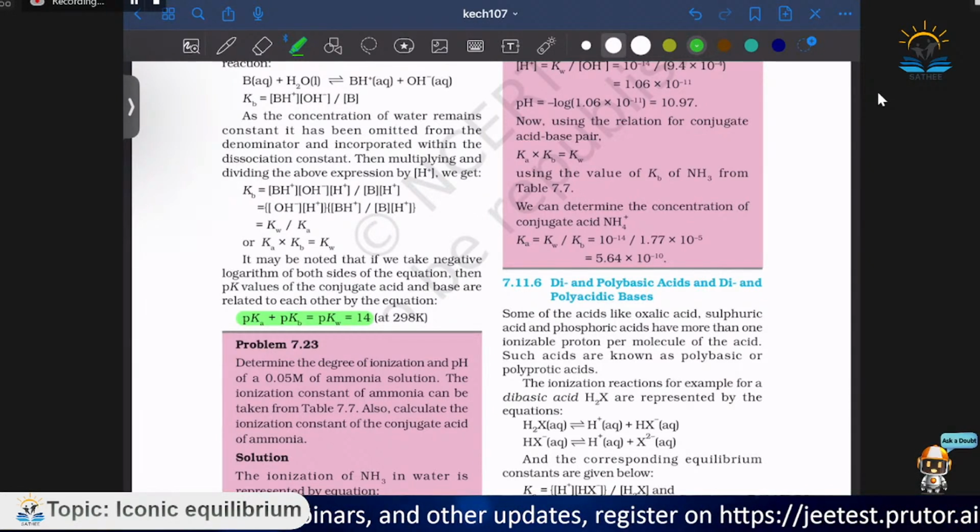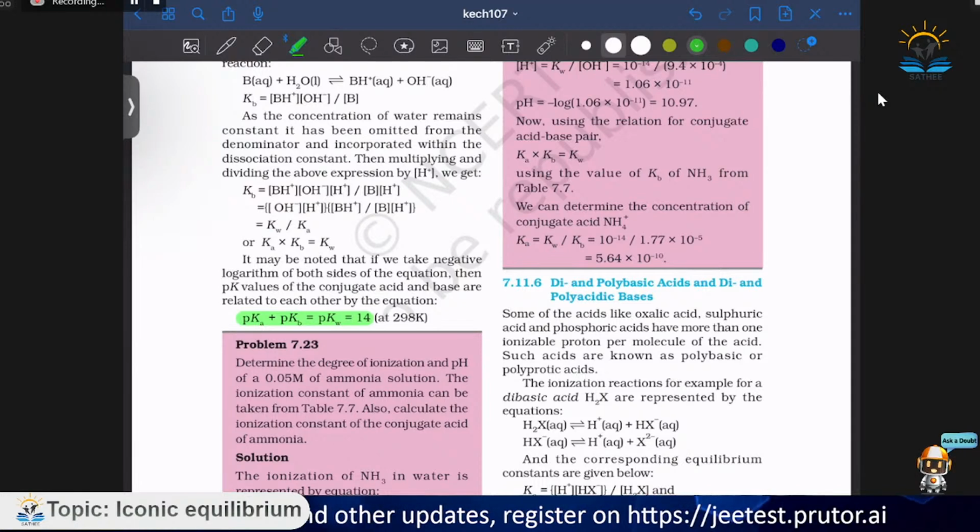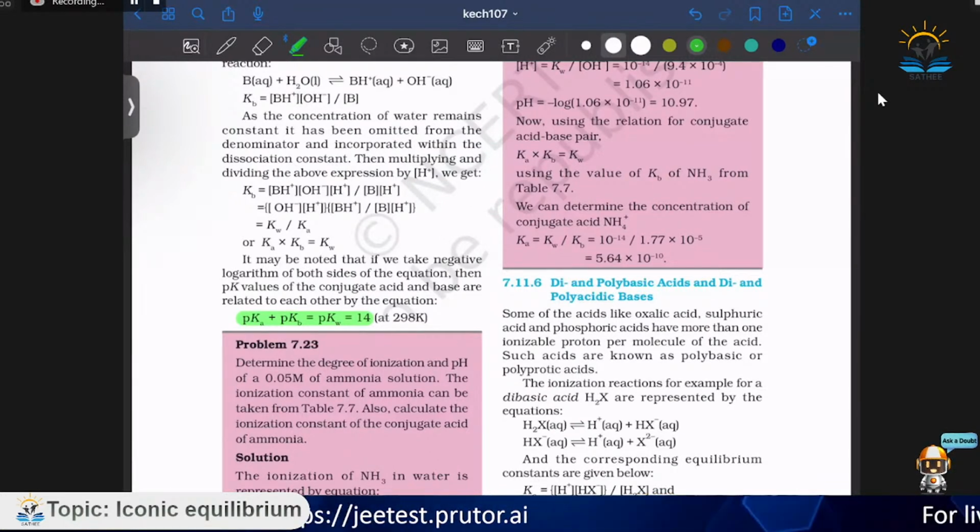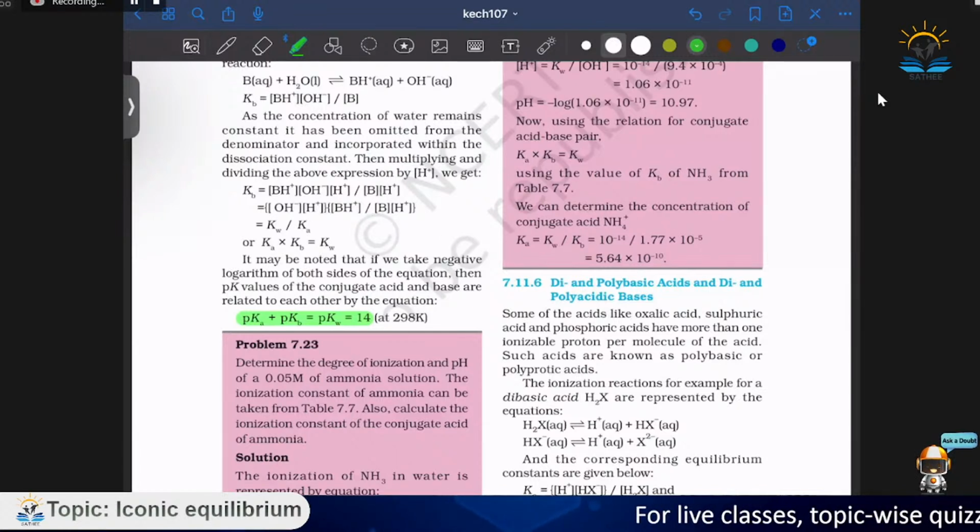Okay, this is only valid for a conjugate acid-base pair, the pKa and pKb formula. Okay, this you need to remember. Don't confuse it with different acids and bases, different conjugate acid-bases. You should not make that mistake. It is invalid for different conjugate acids and bases.